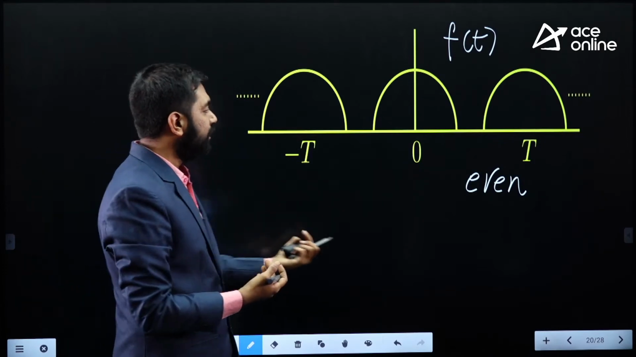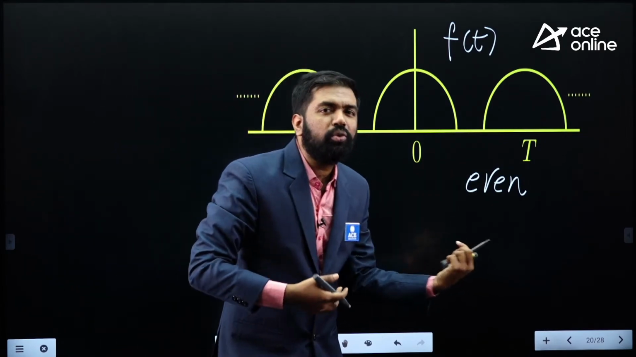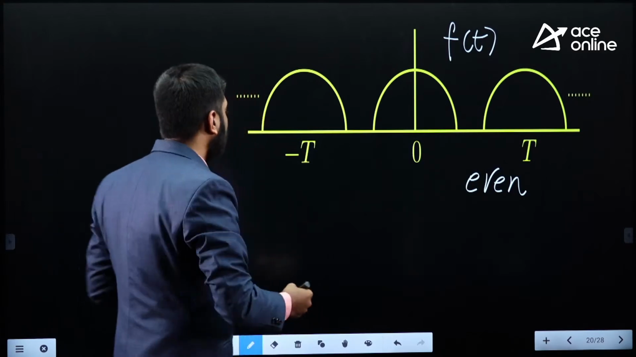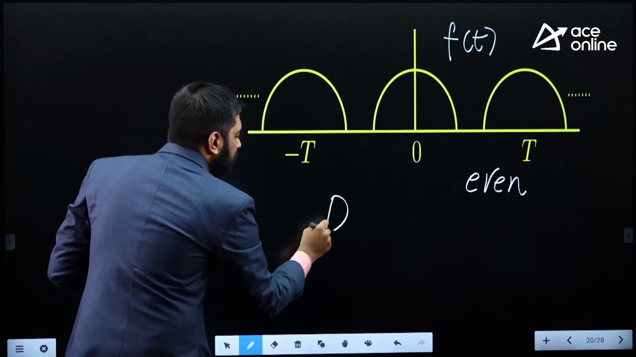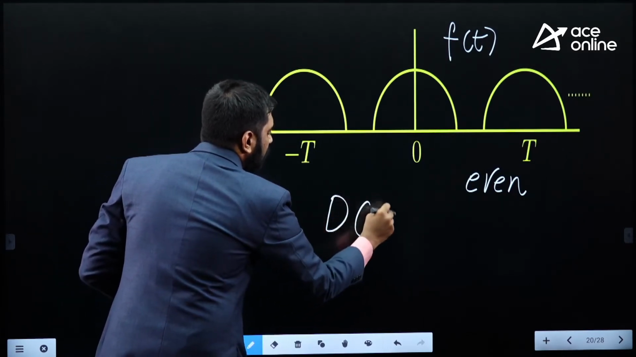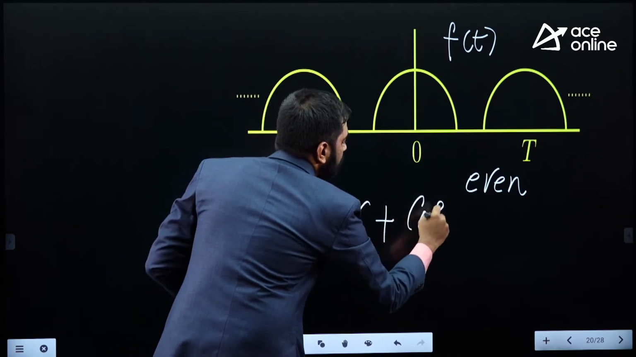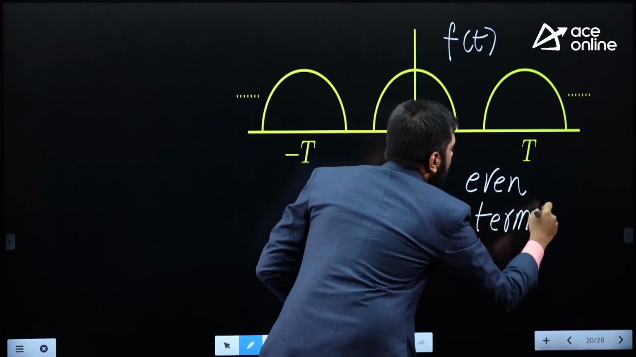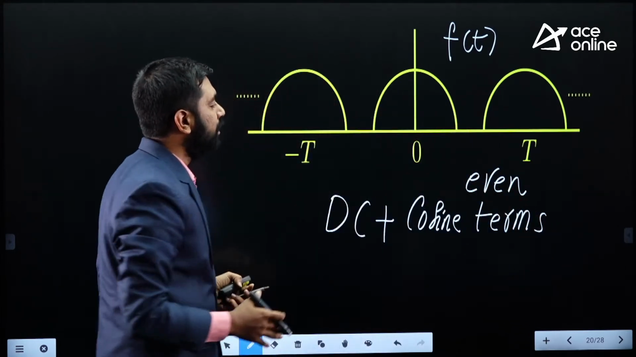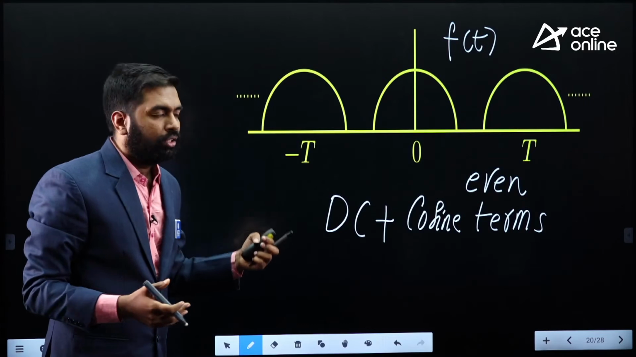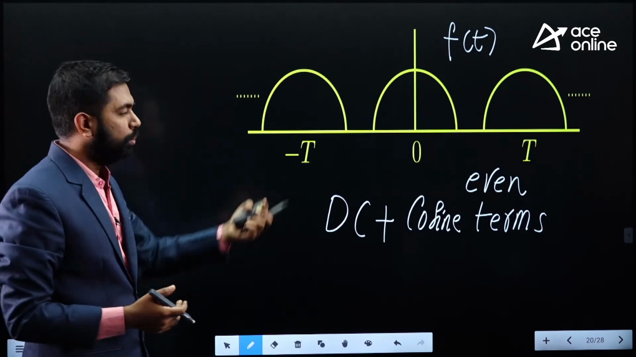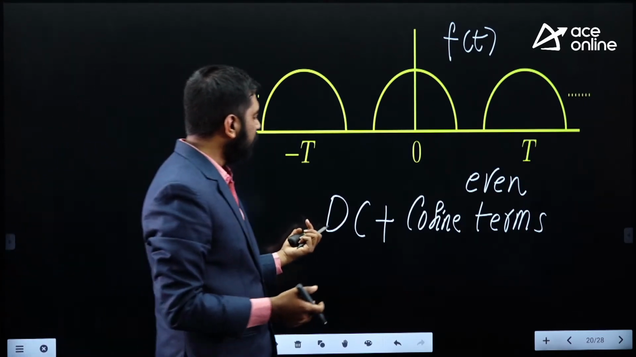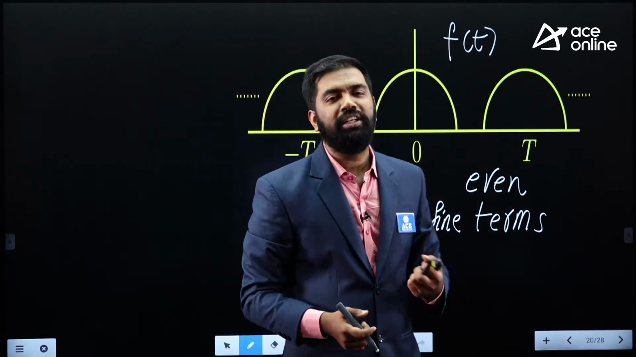Now apart from that, since it's even, it will have only cosine terms, right? So I can now say in its Fourier series representation, it is going to have DC plus cosine terms. So the questions are framed based on the symmetry. They'll give you a waveform like this, and in the options they'll say, so the Fourier series contains dash. So in this example, the Fourier series contains the DC value and cosine terms.